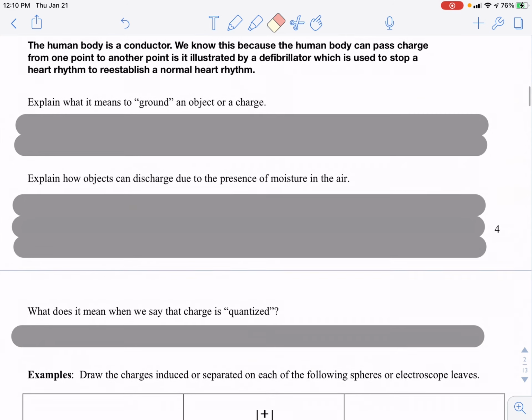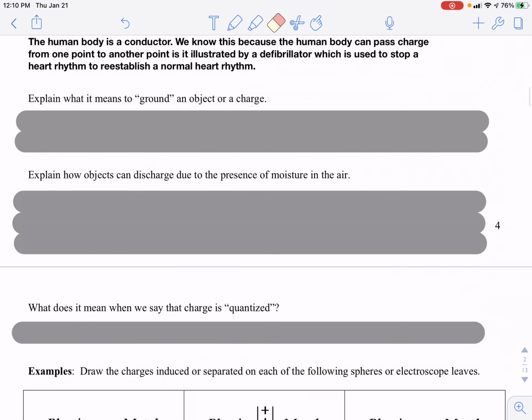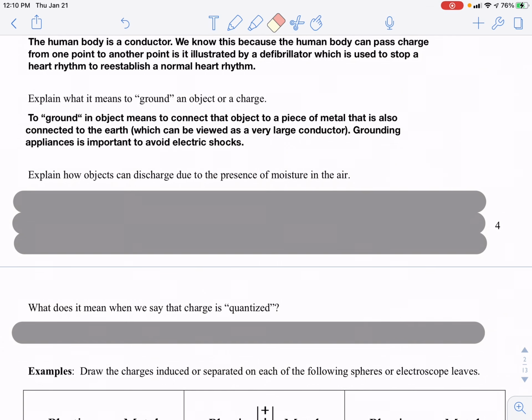What does it mean to be ground? Well, essentially, think of grounding as a place for electrons to go, a very large space for electrons to gather where they don't really care about the electrons that are coming. There's no reason to repel these electrons. It's just an infinite holding tank of electrons.